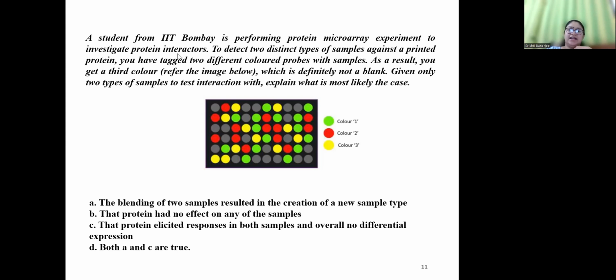Yes, exactly. It's C. The protein had elicited responses in both the samples and overall there was no differential expression. So it had the same kind of response in both the samples. Because it has responses in both the samples, wherever the same protein is present, it will give a yellow color. That is the reason. Good.